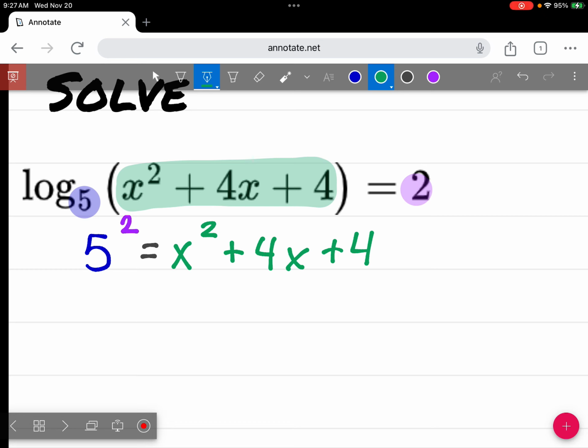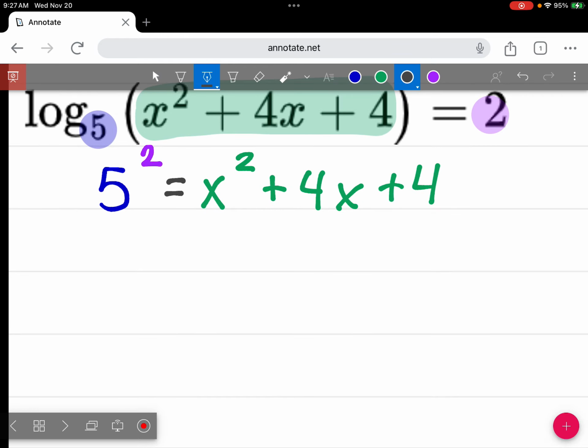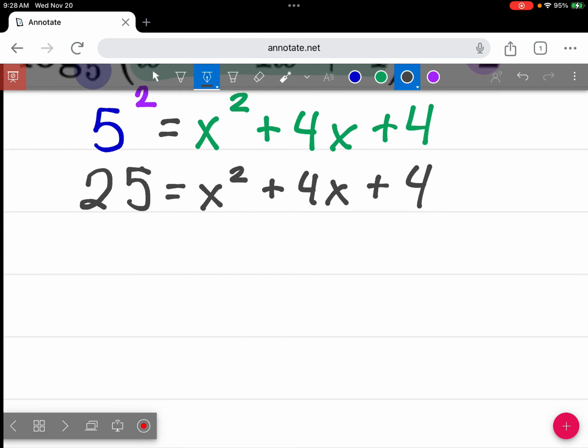What do we have here? A quadratic equation. We can solve quadratics. First thing we need to do is simplify it, though, because I've got a 5 squared on the left-hand side, and I don't want that. So we're going to multiply out that 5 squared. So we've got our 25 equals x squared plus 4x plus 4. So what's our next step? Subtract the 25. So we have our 0 equals x squared plus 4x minus 21.